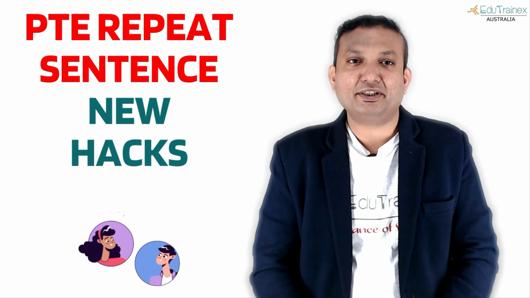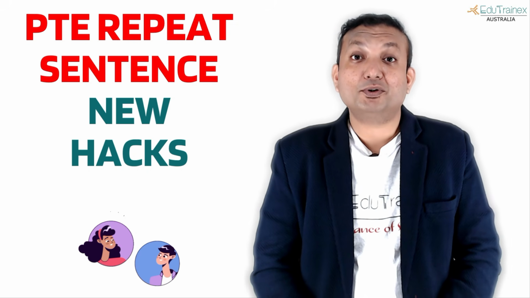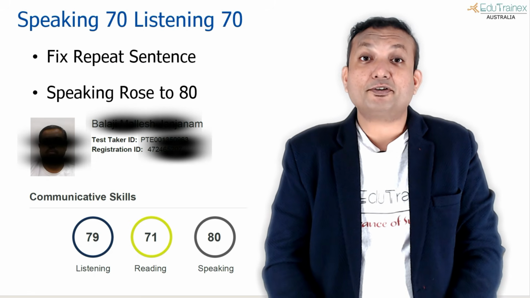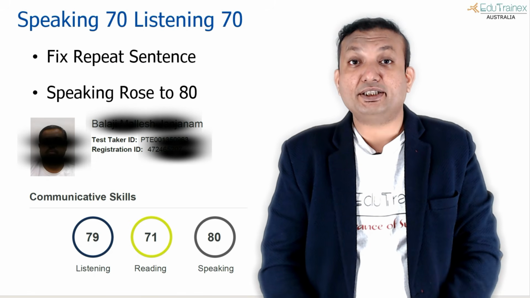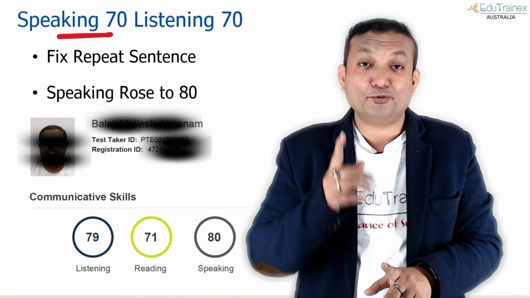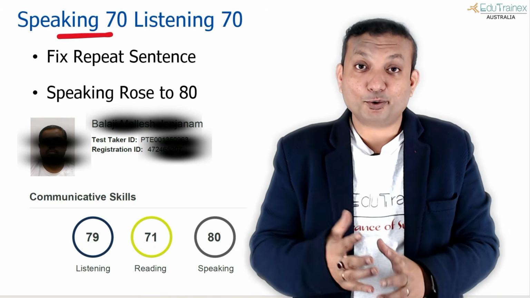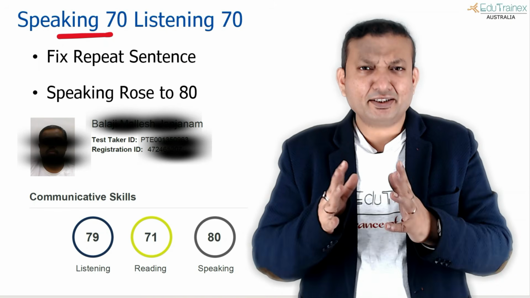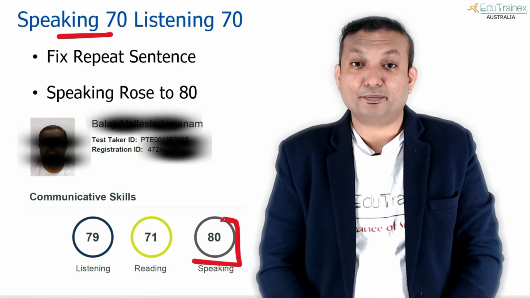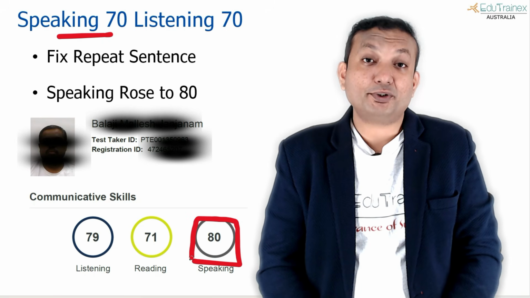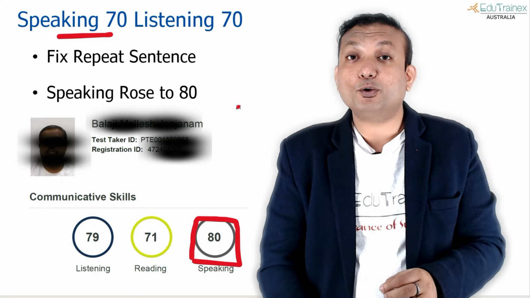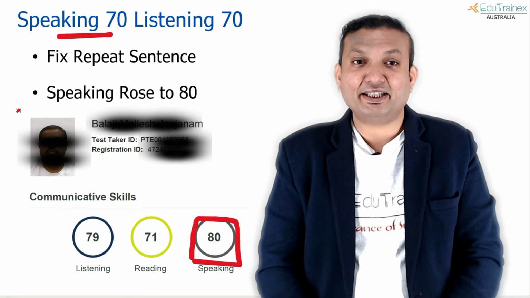and still cross 79. Now, before I share those hacks, I want to show you a scorecard of an actual student who was never able to cross the 70 mark in the speaking section in his previous attempts. He gave it 4 times, and with just following these techniques that I'm also going to share with you, he cleared it in the very next attempt. He got 79 plus score, and this is his actual score from the exam. So this is exactly what we are going to address in the repeat sentence questions, how to fix it, and you will also learn what you need to do in the exam.